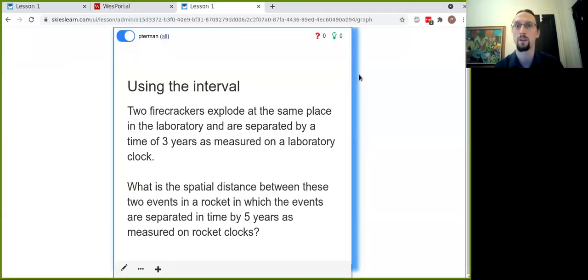Okay, now let's try an example where we are using the invariant interval, both sides of it, in order to figure out the difference in either length or time. So in this case, we've got two firecrackers explode at the same place in the laboratory. They're separated by a time of 3 years. What is the spatial distance between these two events in a rocket in which the events are separated in time by 5 years as measured by the rocket clocks?